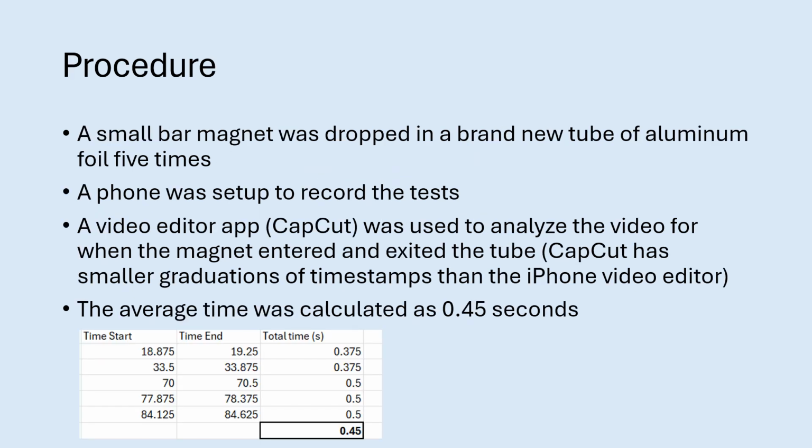Procedure. A small bar magnet was dropped in a brand new tube of aluminum foil 5 separate times. A phone was set up to record the test. A video editor app was used to analyze the video for when the magnet entered and exited the tube. The average time was calculated as 0.45 seconds.